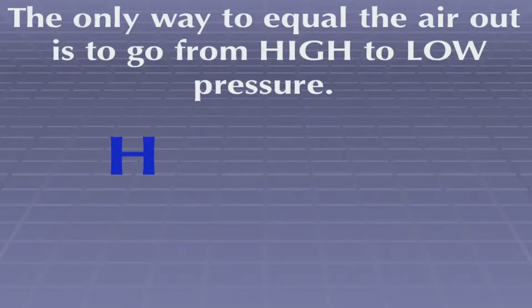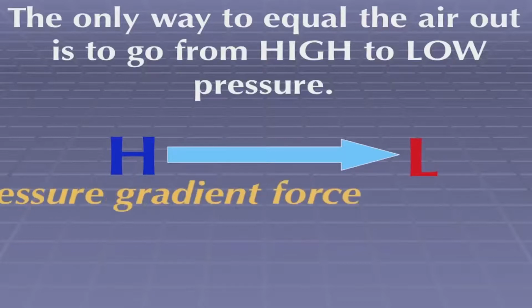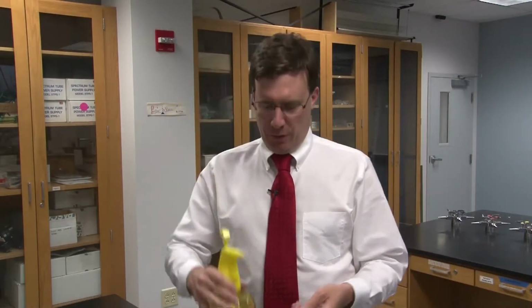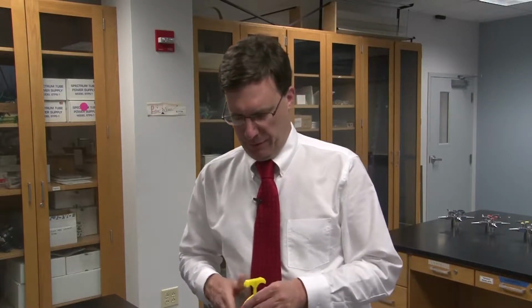So on a map, if we know where the high pressure is on the surface of the Earth, and we know where the low pressure is on the surface of the Earth, we know the wind at the surface is going to go from the high to that low pressure. That's called the pressure gradient force. So I can demonstrate that with another balloon, and we're going to go ahead and pump some air here into this balloon and inflate it.